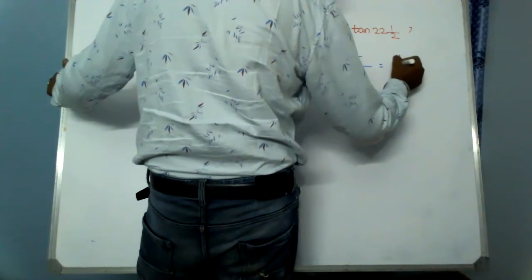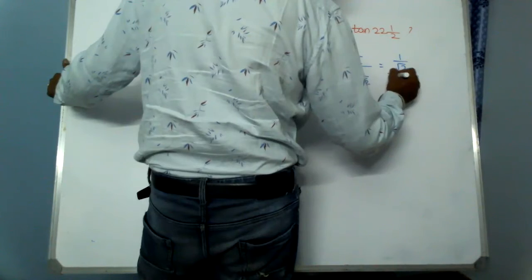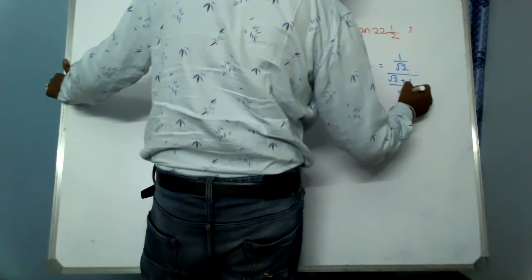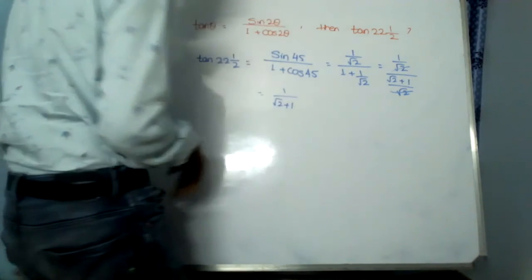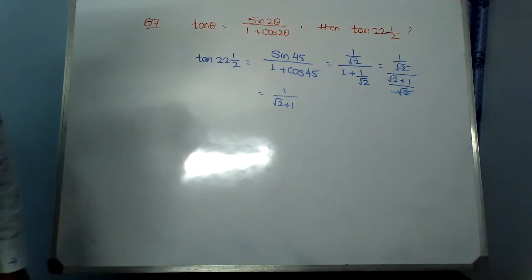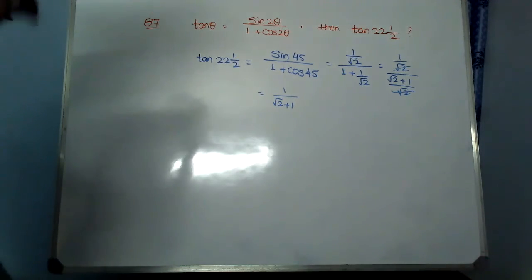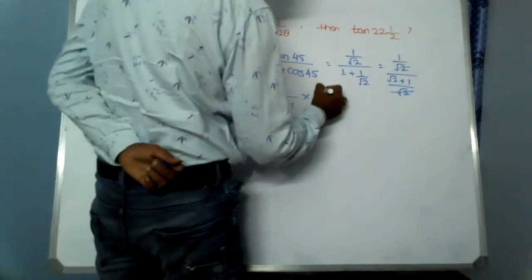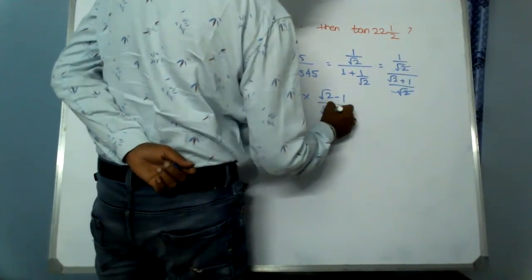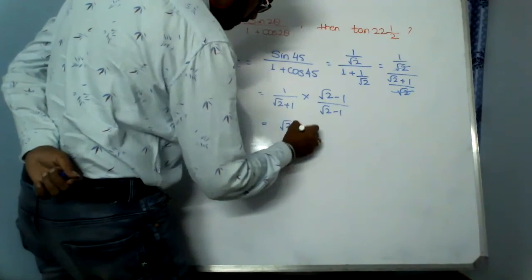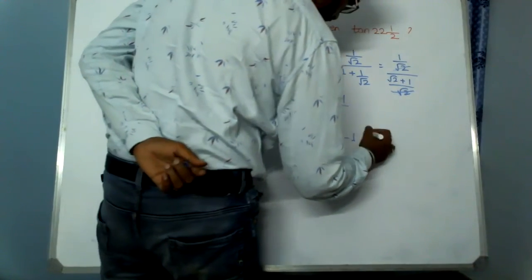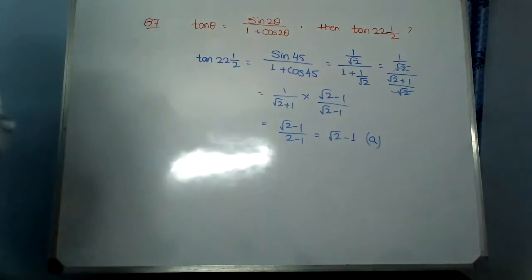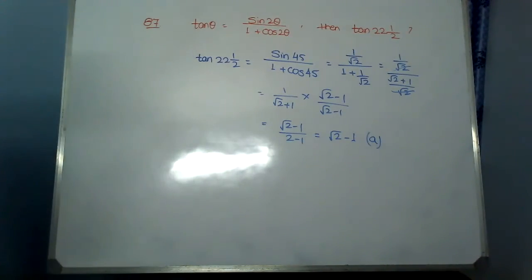If you take the LCM, it will be 1 by root 2 divided by root 2 plus 1 by root 2. Your answer will be 1 divided by root 2 plus 1, but I think they would have done the rationalization here. Yeah, they have done the rationalization. So you'll multiply with root 2 minus 1 and root 2 minus 1. It will be root 2 minus 1 divided by 2 minus 1, which is 1 itself. So your answer will be root 2 minus 1, and that's your option A. Fine.